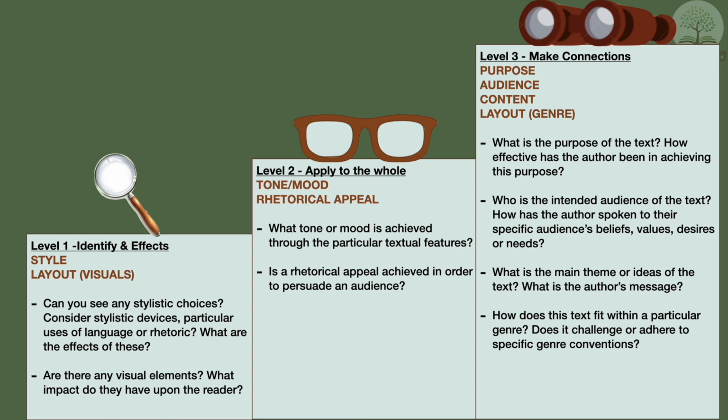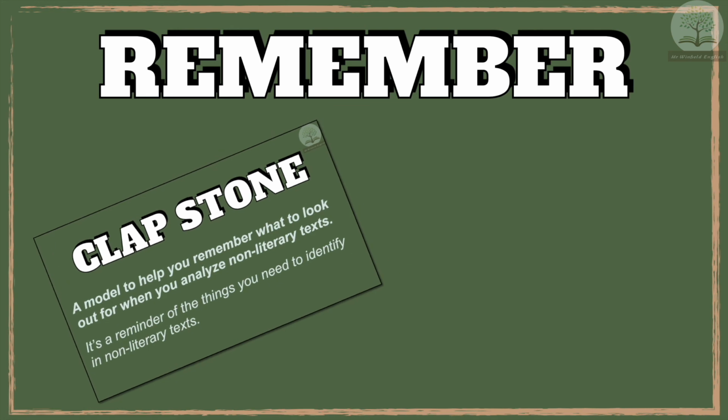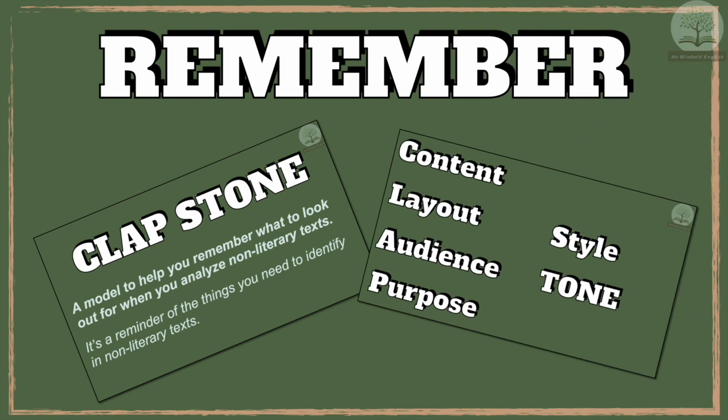So these are the ways that we can structure our thinking when we approach this. So when we approach a non-literary text, there's some things I want you to remember. Initially, you can use the Clapstone model, which is a model to help you remember what you need to identify in a text, and this consists of content, layout, audience, purpose, style, and tone.